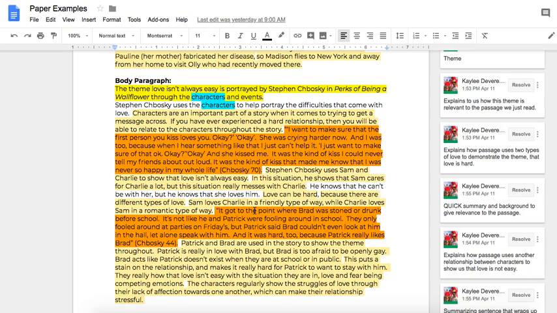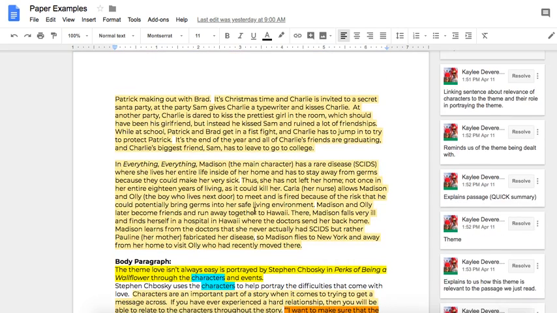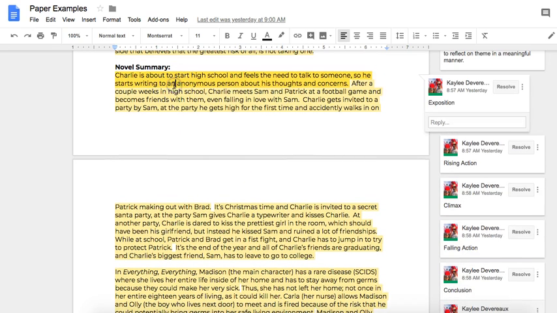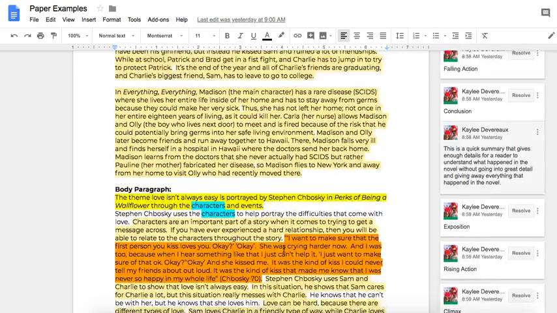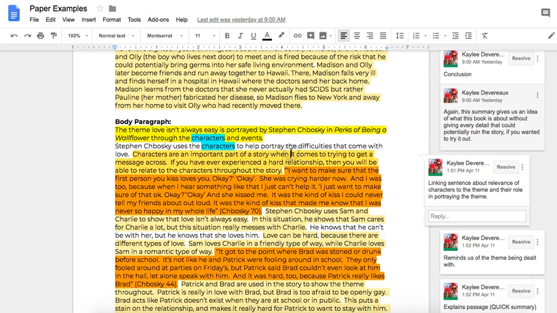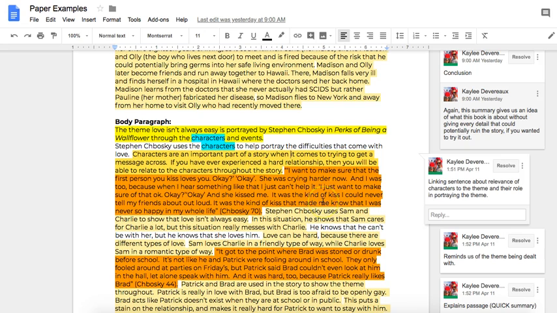I just didn't go over it because we read the summary of everything, so it's going to be easier to understand. The novel summary for Perks of Being a Wallflower is here. And then here's one of the body paragraphs, and this is an excellent, excellent, well done paragraph. Take the time to read through it, and then take the time to read my notes on what was so successful here.